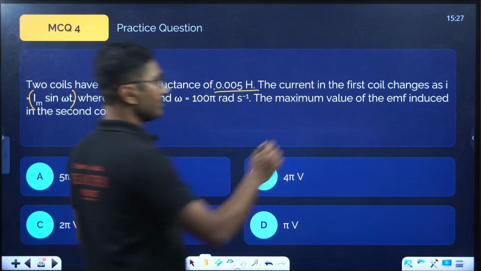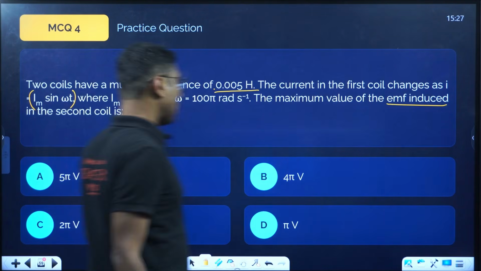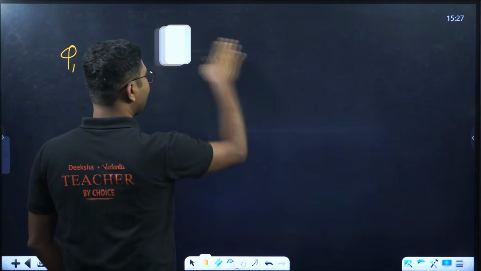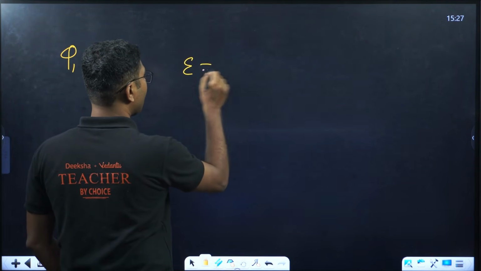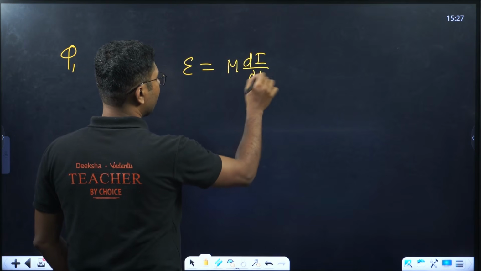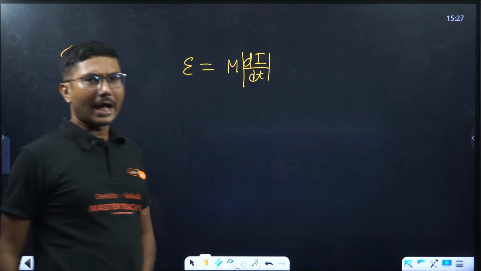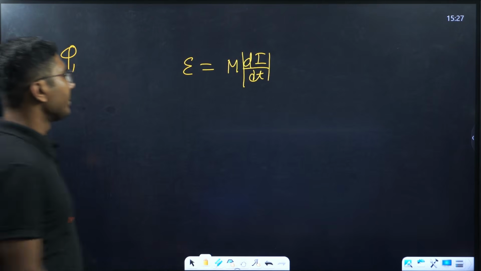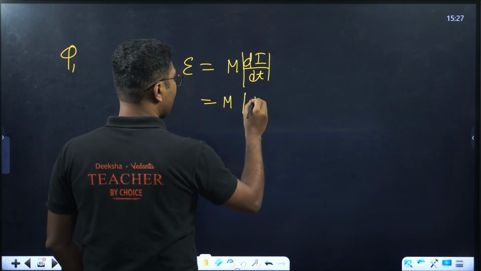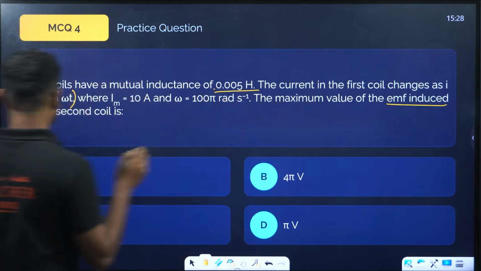Maximum EMF induced, sorry, my mistake, maximum EMF induced. That's what I am also thinking, why it is like that. So maximum EMF induced is given by M di/dt. Okay, you can ignore the sign, you can just take the magnitude of it, and then if you differentiate it, you will get that M value is given, I is given as Im sin omega t.